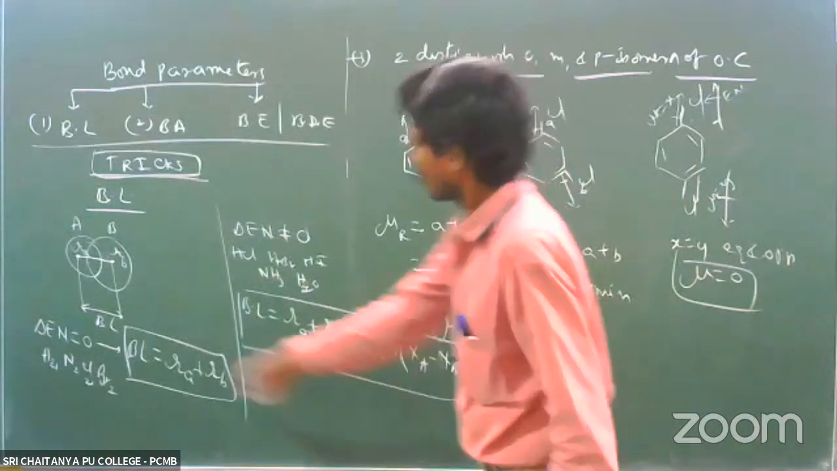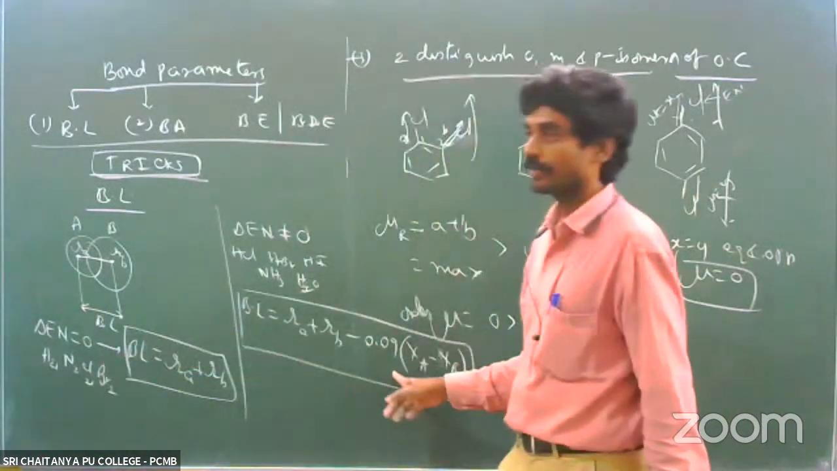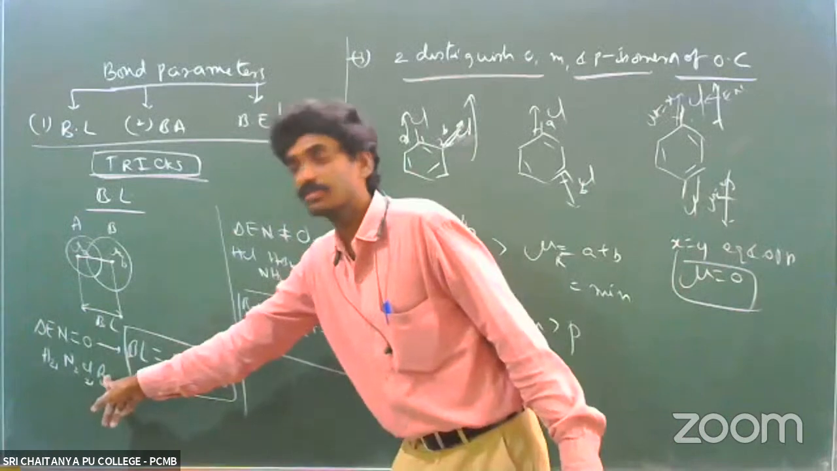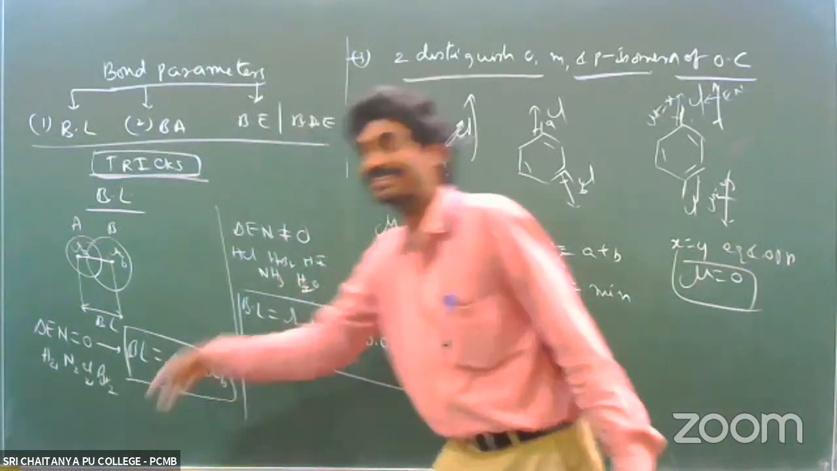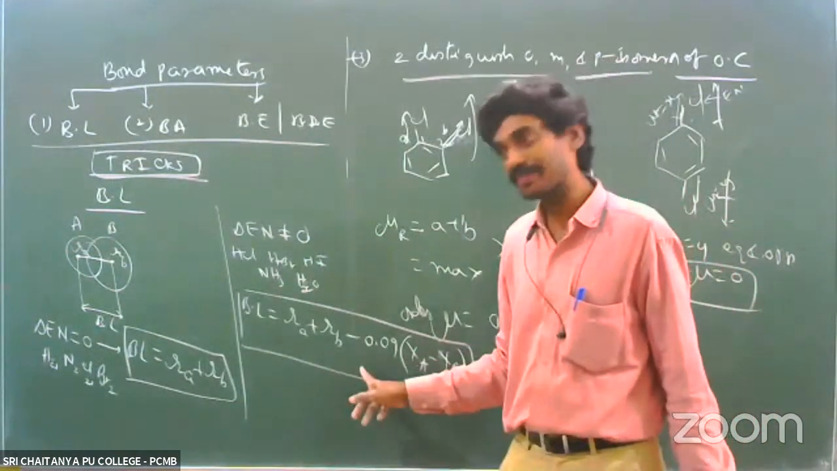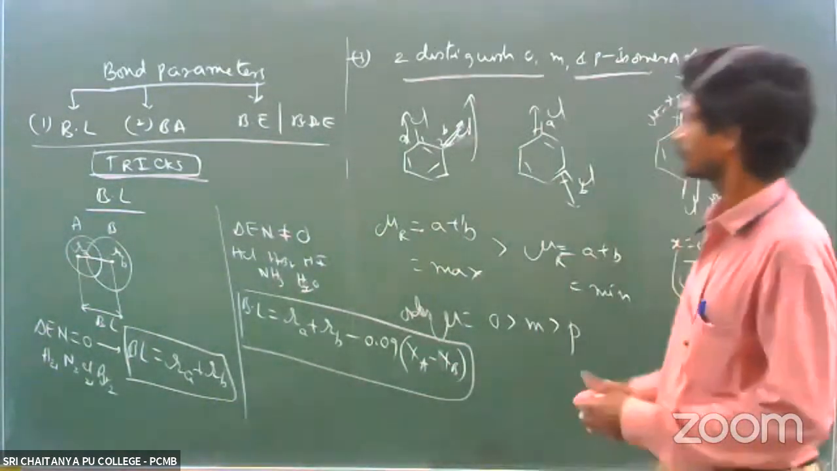So these are non-polar molecules, and these are polar molecules. Non-polar means it is found in two similar atoms, that is homoatomic. Polar means it is found in two different atoms, heteroatomic molecules, right? Yeah. Next one.